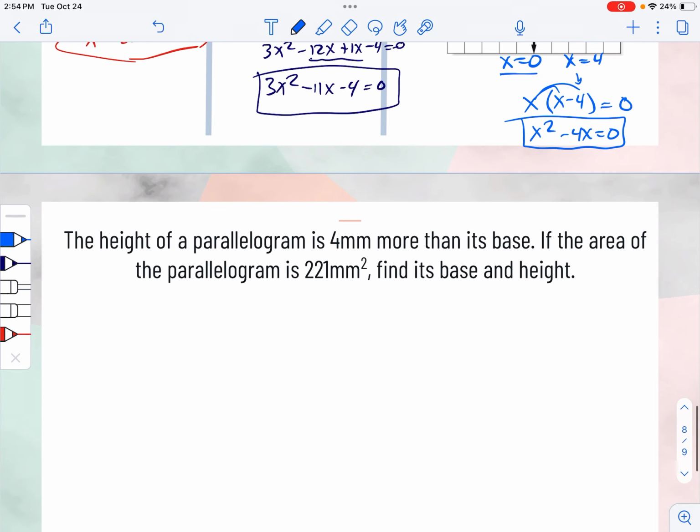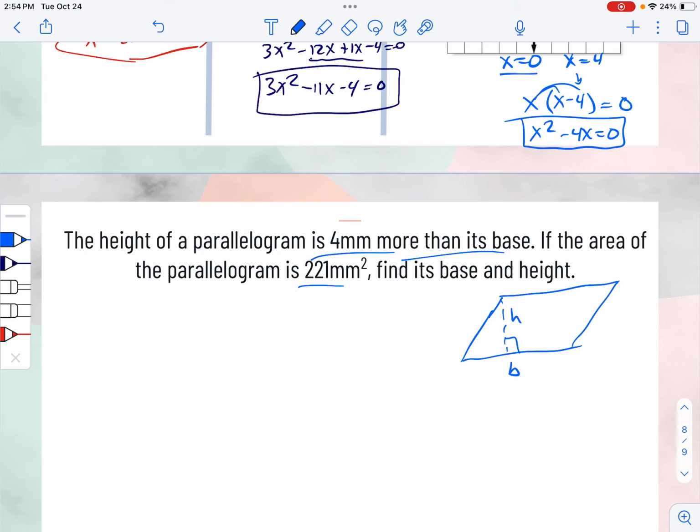Let's try one of these. A parallelogram. The height of a parallelogram is 4 more than its base. If the area of the parallelogram is 221 millimeters squared, find its base and find its height. Okay, so just draw a little picture. Here's your little parallelogram. This perpendicular distance down is the height, and here's the base.